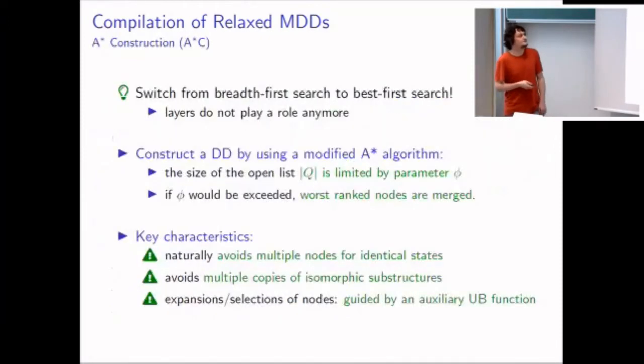To overcome this, we now switch to best-first compilation by using a modified A-star algorithm. In this scenario, layers will not play a role anymore, and we will avoid multiple nodes for identical states in a natural way. As a consequence, we will also avoid multiple copies of isomorphic substructures. Another key characteristic of this approach is that the expansion and the selection of nodes is guided by an auxiliary upper bound function.